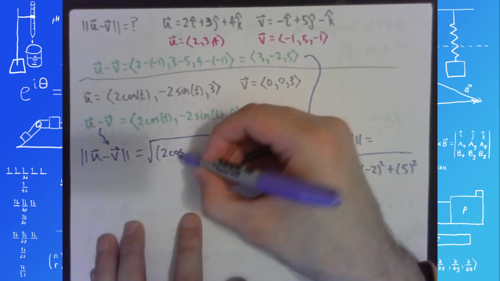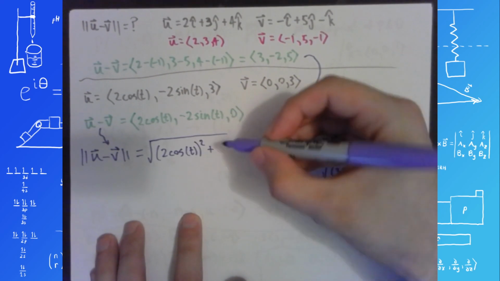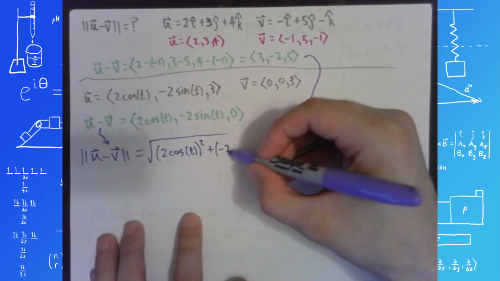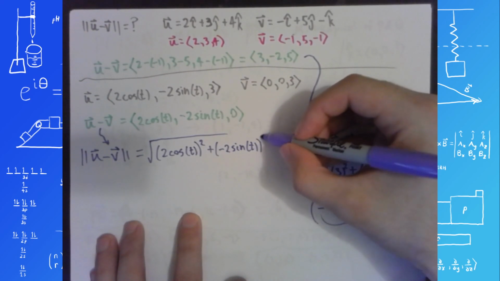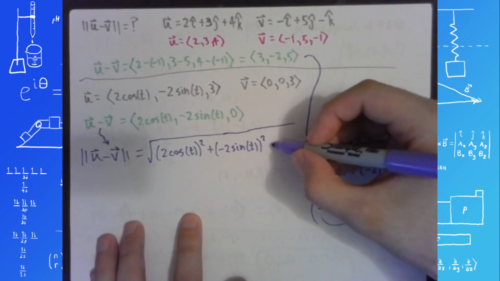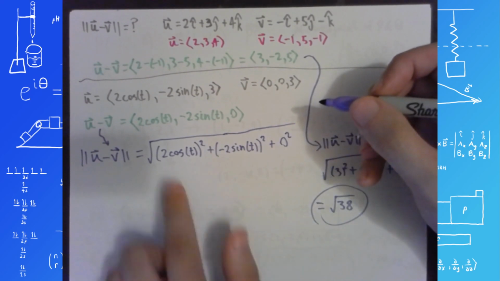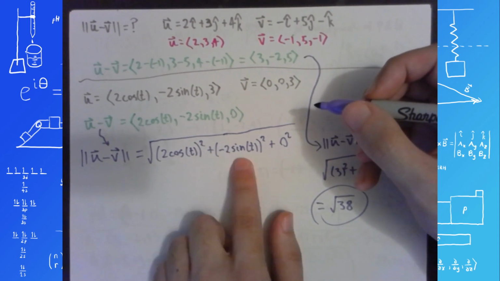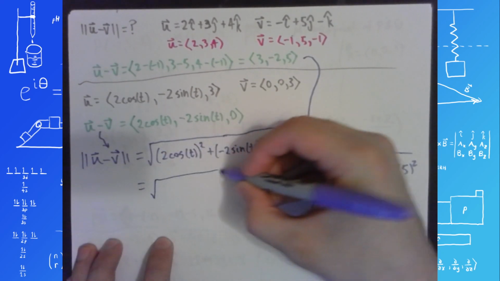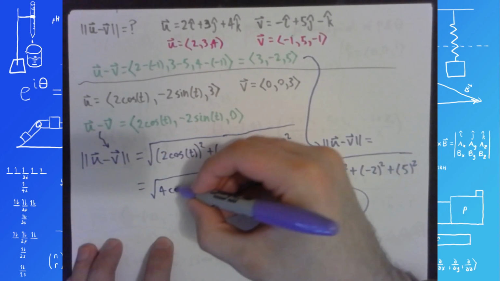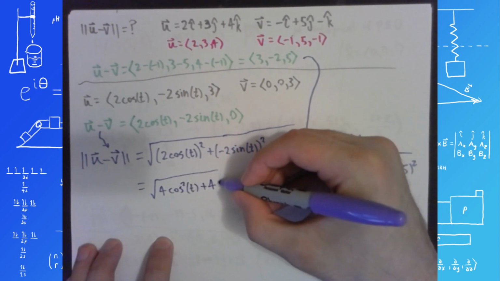2 cosine of t squared plus negative 2 sine of t squared plus, well, 0 squared. Okay, so that's going to be 4 cosine squared. That's going to be 4 sine squared. 4 cosine squared of t plus 4 sine squared of t.